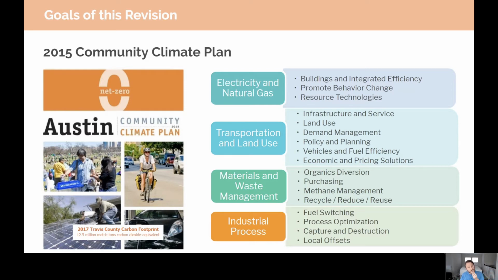Emissions have been reduced since 2015, primarily due to Austin Energy activities with renewable energy and energy efficiency. But there is still a ton more work to do. This plan is still out there, it's still valid, and in our plan revision we are going to be improving on this work and learning from what we did before and trying to make it better this time around.